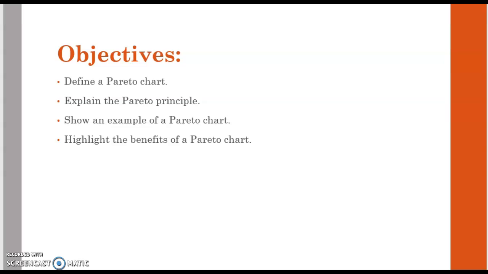My presentation has 4 key objectives. Number 1, I want to define a Pareto chart. Number 2, I want to explain Pareto's principle. Number 3, I want to show an example of a Pareto chart. And number 4, I want to highlight the benefits of using a Pareto chart.